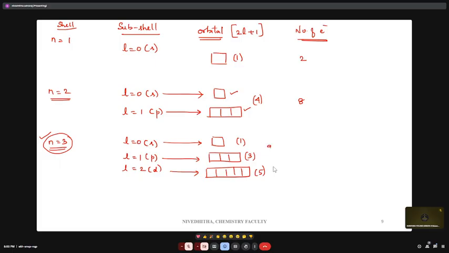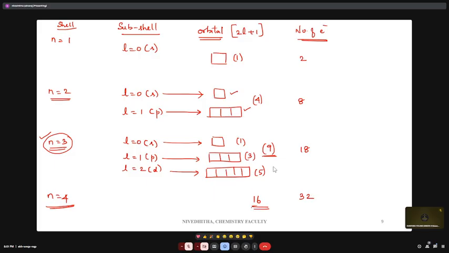9 orbitals. Very good. So in the third shell, I have 9 orbitals, so totally I can accommodate 18 electrons. Now we'll calculate it for n is equal to 4. We need not calculate at all. The number of orbitals in the fourth shell is 16, and the number of electrons I can accommodate is 32.